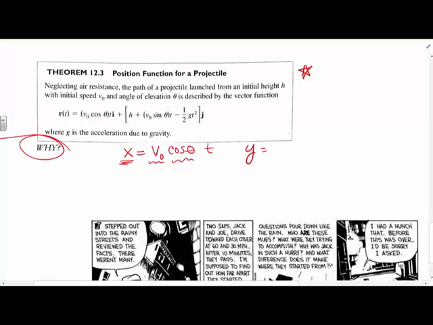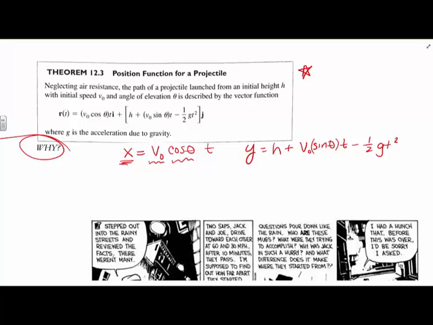Y is your vertical component. So h plus v sub 0 sine theta t minus 1/2 g t squared. And the reason that makes sense is because I have a height that depends on my initial height, absolutely. I launch at an initial velocity with an angle, but gravity is pulling me down. Well, wait, how come we always take half of gravity? Why is that in the physics formula always 4.9 when gravity is 9.8 meters per second squared?